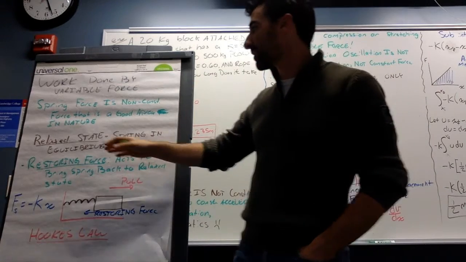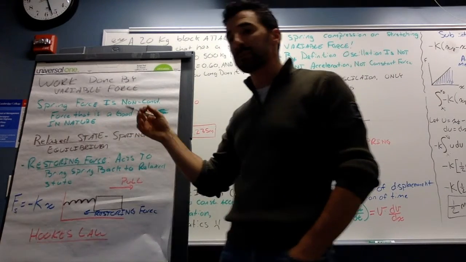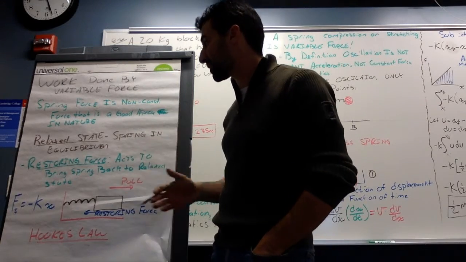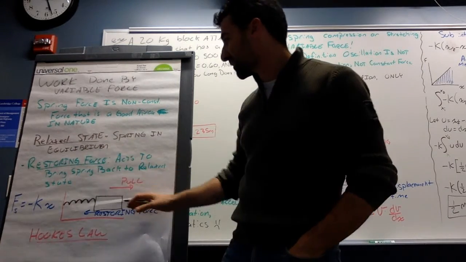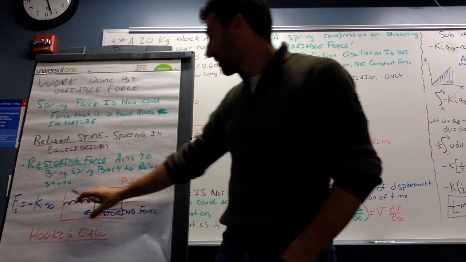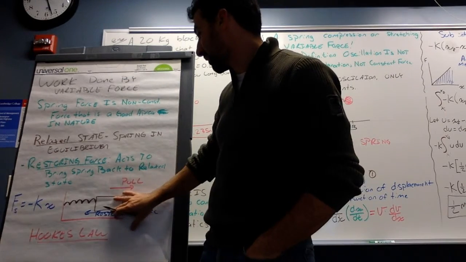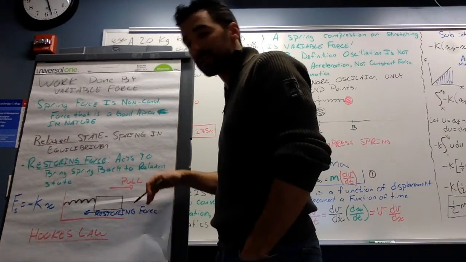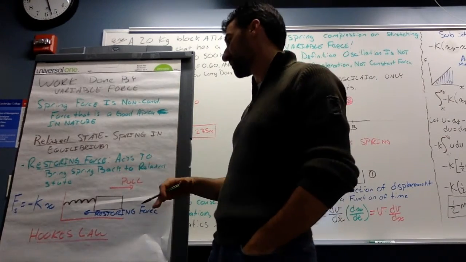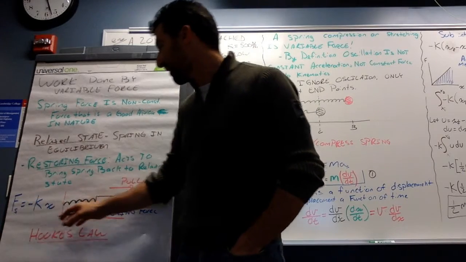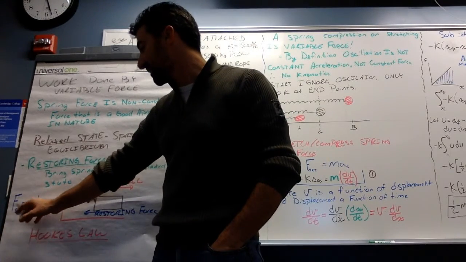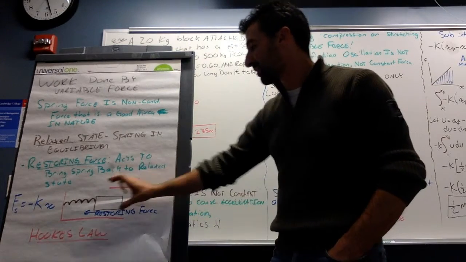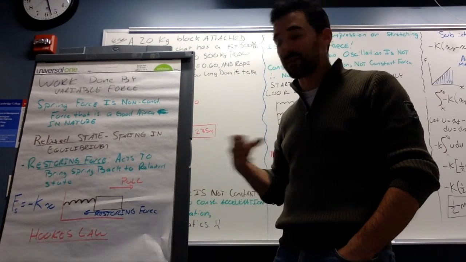Some small vocabulary: a relaxed state is when a spring is neither compressed nor stretched, just in its relaxed equilibrium position. A restoring force, as you can see from my picture down here: if I have a spring in a relaxed or equilibrium state and I start pulling in one direction, the restoring force is the force that's trying to bring it back to that equilibrium position, which is defined by Hooke's law. Fs, the spring force, is negative kx. That negative shows that the force is in the opposite direction of my pull.